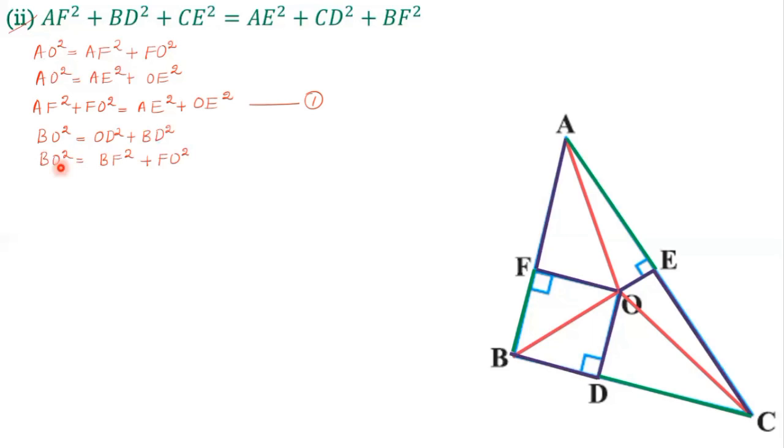Now, observe these two equations. Here BO square is equal to OD square plus BD square, and BO square is equal to BF square plus FO square. From these two equations, we can write OD square plus BD square is equal to BF square plus FO square. Take it as equation 2.